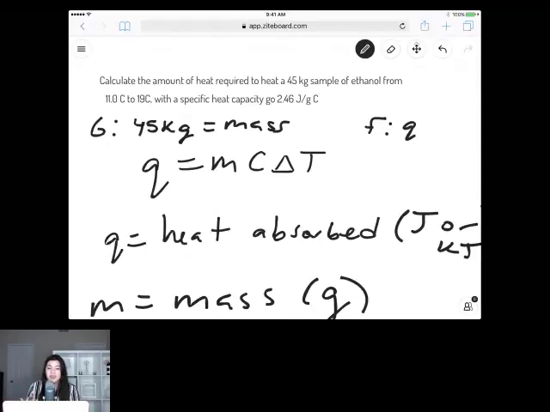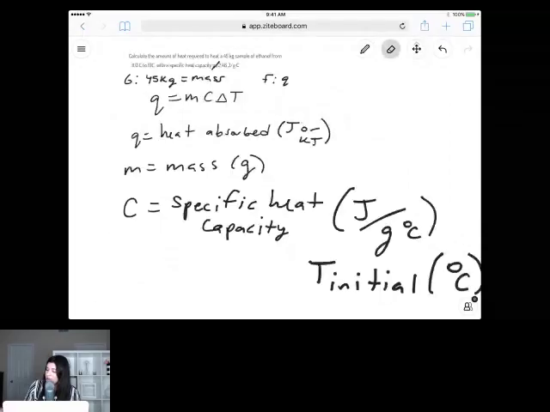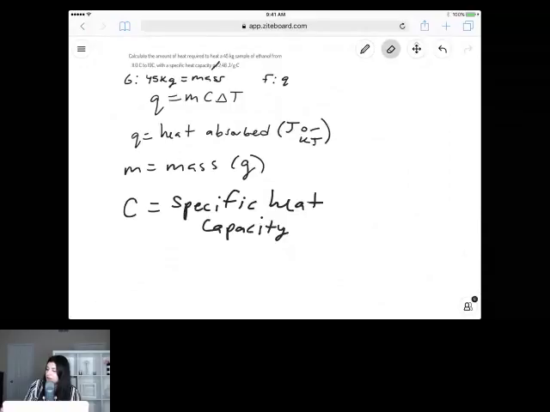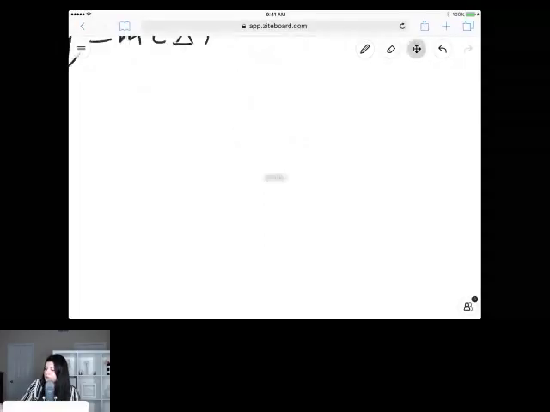And I actually looked this up, and the specific heat capacity is 2.46 joules per every gram Celsius. Okay, so I'm going to start actually replacing and just writing everything that we have. I'm going to erase this real quick. Like I said, it's going to be in the replay. And I'll actually put this all together. Okay, so we said our mass, or M, was 45 kilograms.